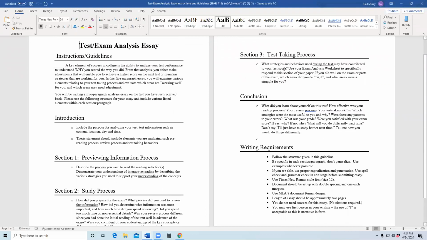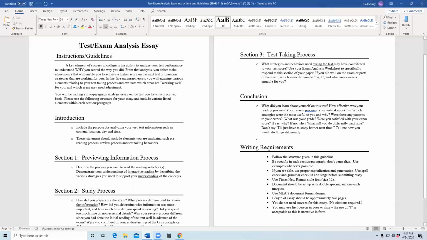Then section 3 is on the test taking process itself. So this is during the test only. During the test, what strategies or behaviors were used? What did you do? Did you do the deep breathing? Did you double check your answer? Did you read through the questions before you started the answers? What parts did you feel you did right or were successful in? And which areas did you struggle with?